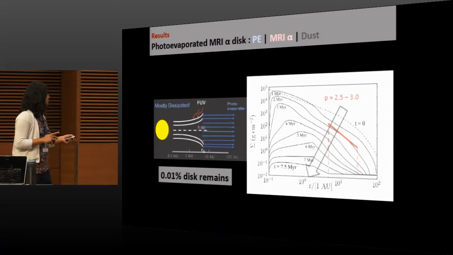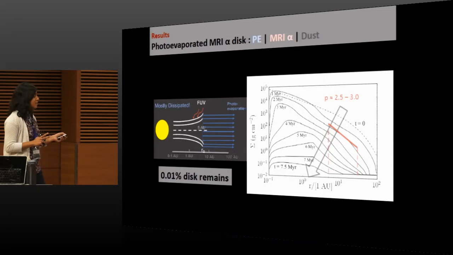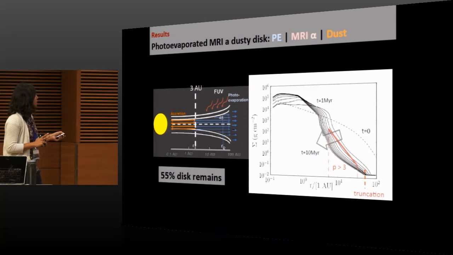Then we take the third case where we include MRI alpha and photoevaporation, and we find that the disk rapidly dissipates within just 7.5 million years of evolution. The slope becomes really steep, and most of the disk is just gone within 7.5 million years. But when we include dust in this scenario, the previous case did not have any dust in it, it has a totally opposite effect from what we just saw.